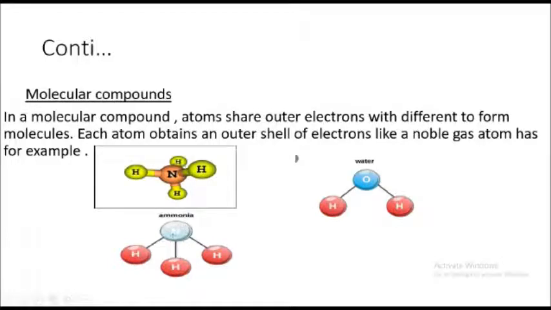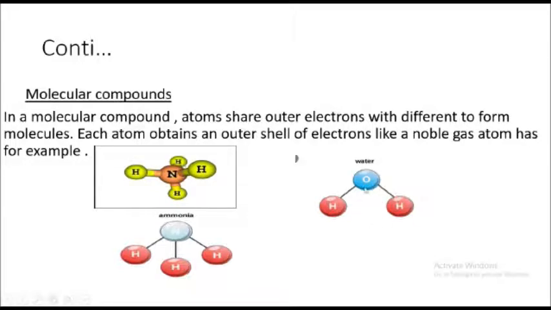Nitrogen will be similar, because it requires 3 electrons to gain, and then it has a full outer shell of electrons, and it behaves like the noble gases because it obtains its full outer shell. The third example will be water.